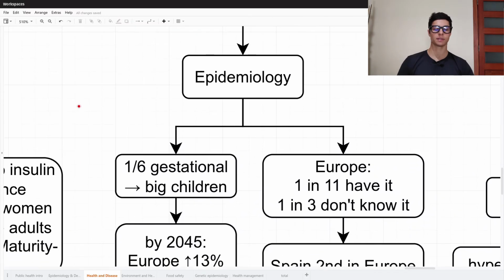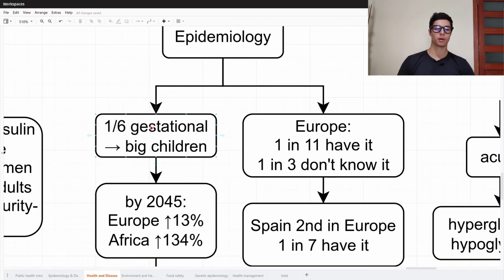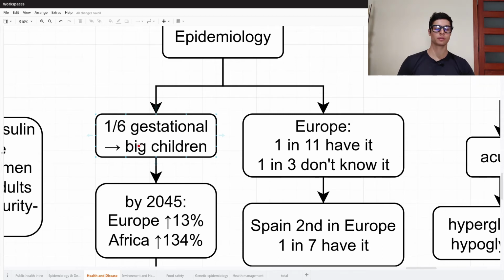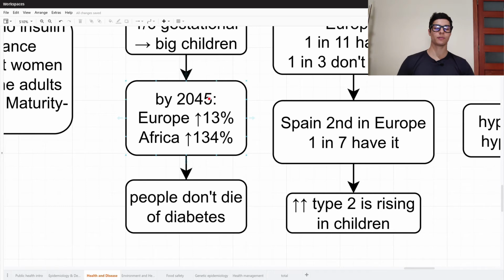Epidemiology of diabetes. 1 in 6 pregnant women have gestational diabetes, and it results in big children because they are provided with a lot of sugar, I guess. And it is estimated that by 2045, Europe will increase diabetes overall by 13%, and Africa will increase it by 134%. By the way, in America, it's going to increase by 24%, more or less.